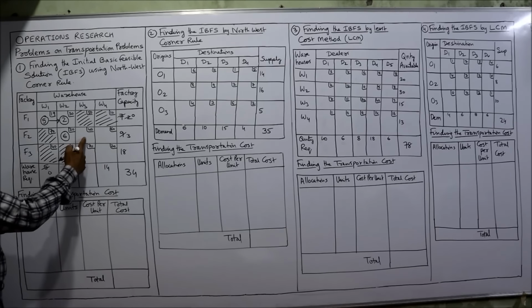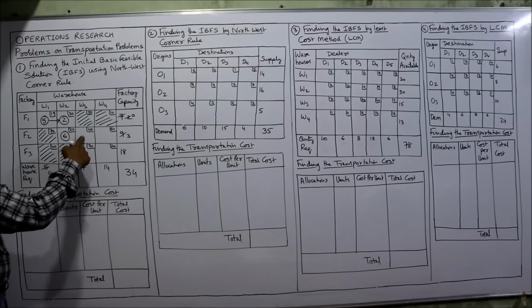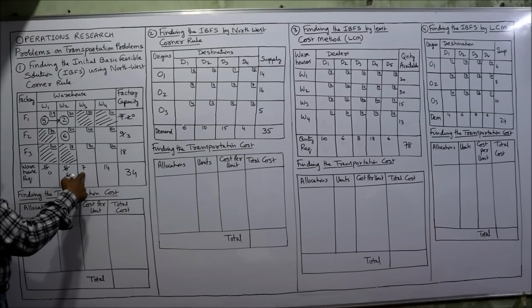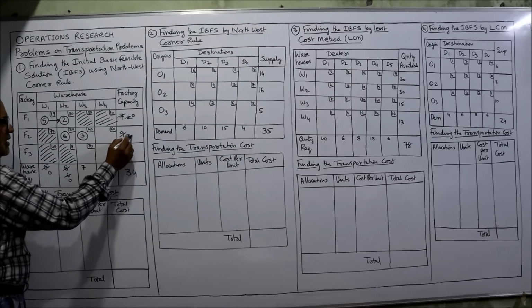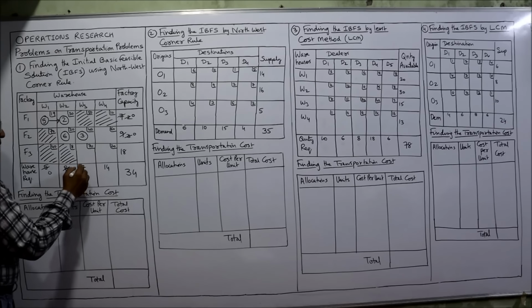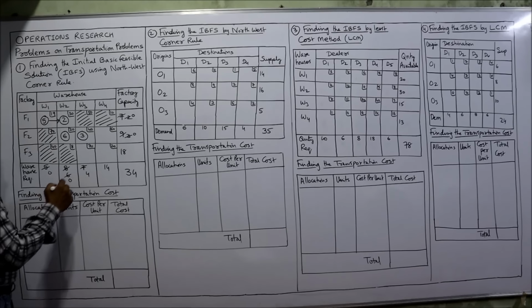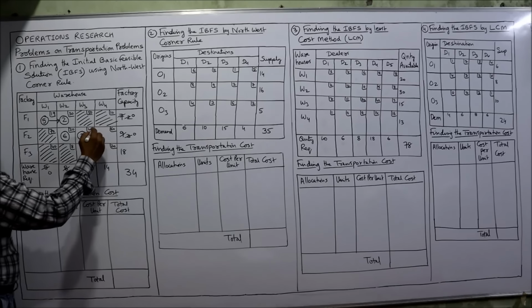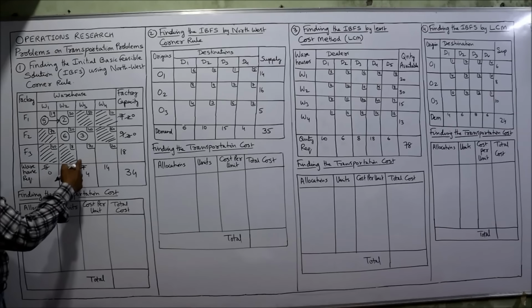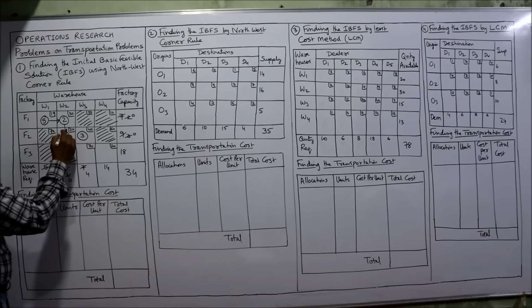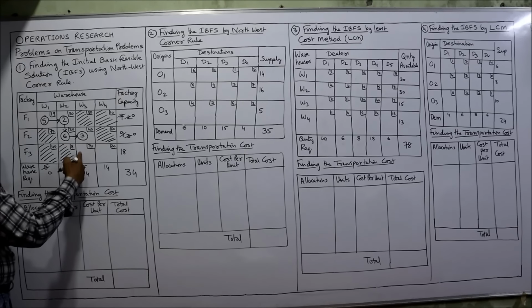Now I will move to the right, this cell. The row total is 3, column total is 7. So 3 is less. So I am allocating 3 here. 3 minus 3, 0. 7 minus 3 is 4. This row has become 0. So I am blocking the row. Next, I'll come down. From here, I have allocated like this. Now I am coming down.